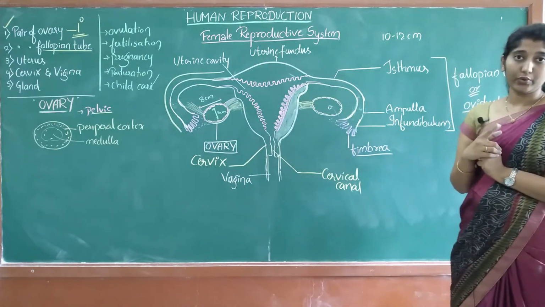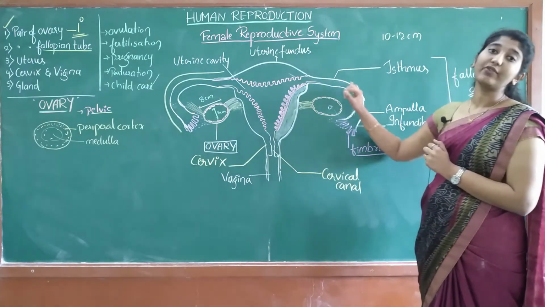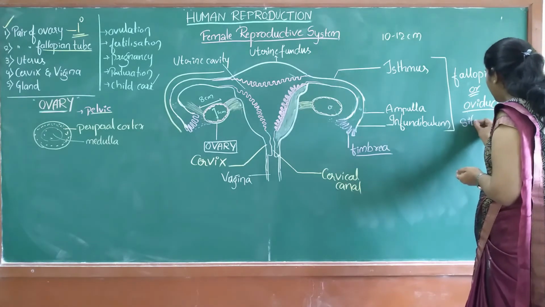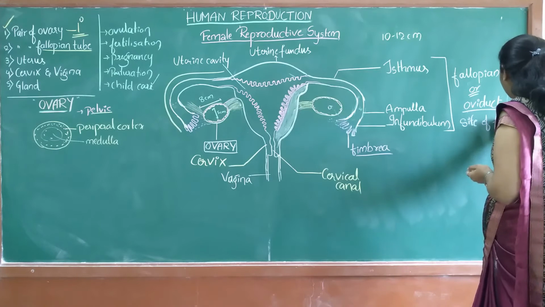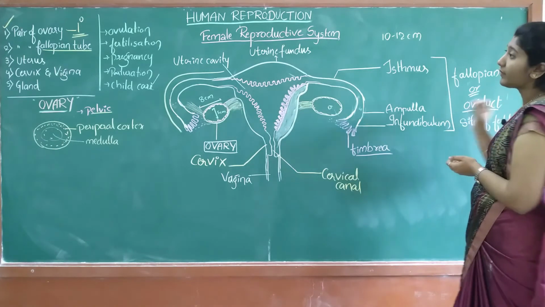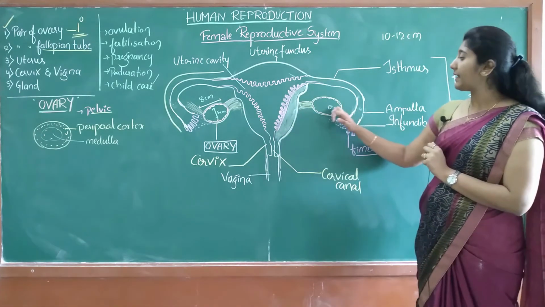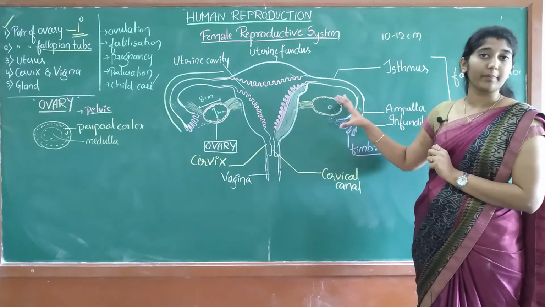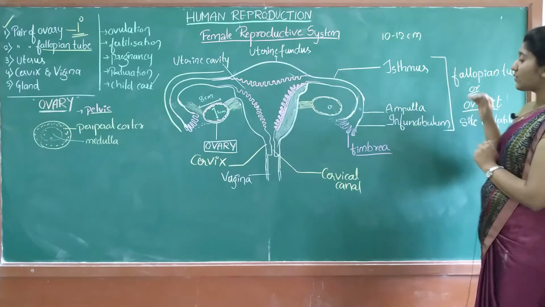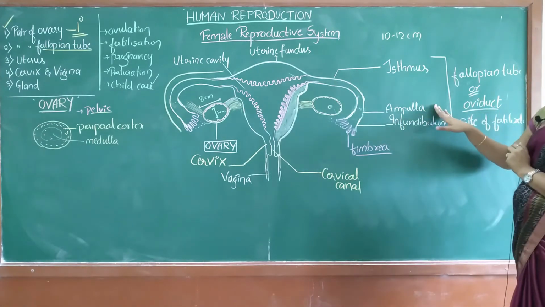And also you need to remember that the fertilization process takes place in the fallopian tube. It is also the site of fertilization, you can say. Site of fertilization. What is fertilization? The fusion of male and female gamete. The female gamete, egg, is fused with the sperm, the male gamete. So the fertilization takes place in the fallopian tube, that is also called the oviduct. So this is the site of fertilization.